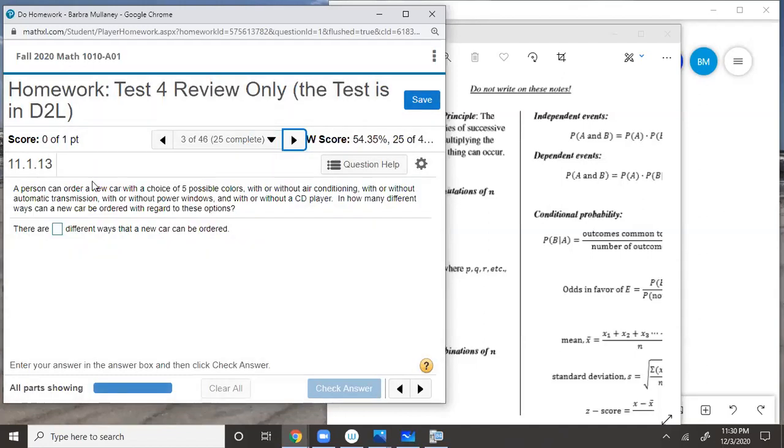The next problem, number 3. A person can order a new car with a choice of 5 possible colors, with or without AC, with or without automatic transmission, with or without power windows, and with or without CD player. How many different ways can a new car be ordered with regard to the options? So let's see how many different choices we have.